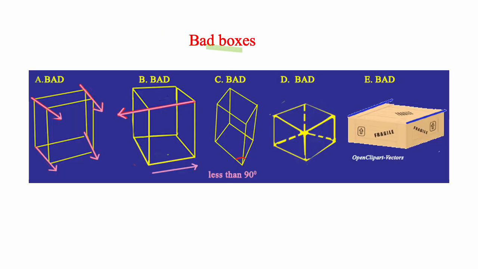Here are some bad boxes, so you don't want them converging toward different vanishing points. Make sure these vanishing points are on the eye level. The nearest corner, as I said, shouldn't be less than 90 degrees unless you're doing three-point perspective. And the front and back shouldn't line up because then it looks like a hexagon, and the lines shouldn't widen with distance.